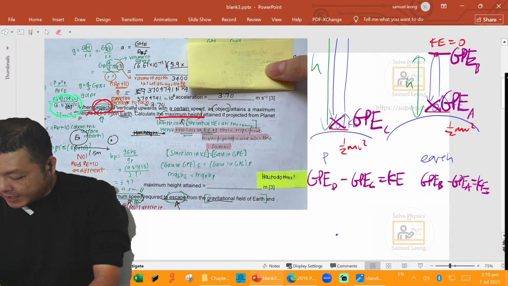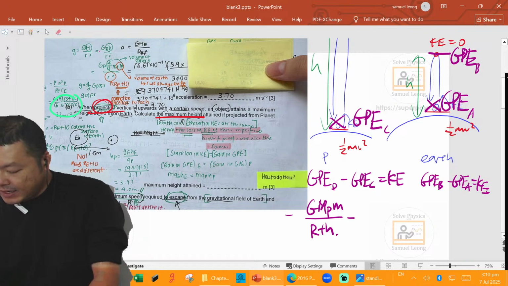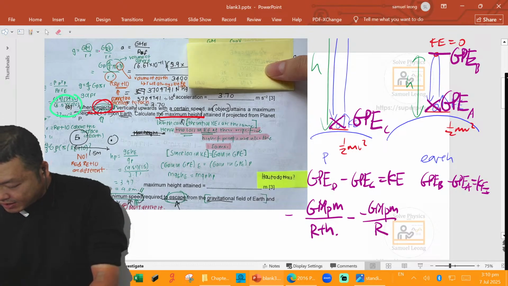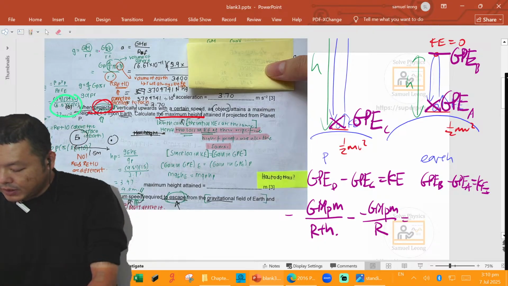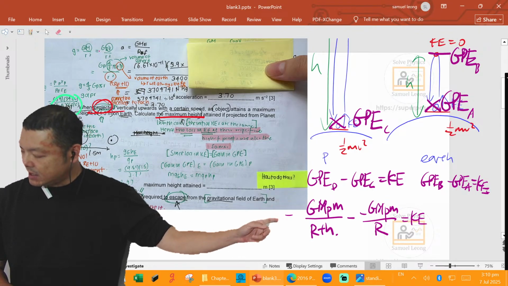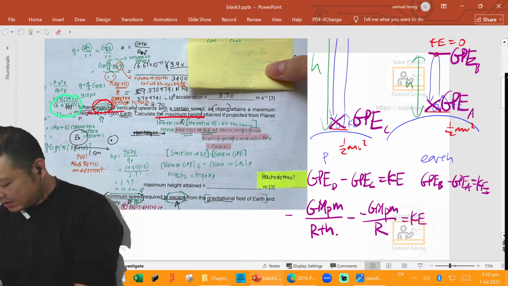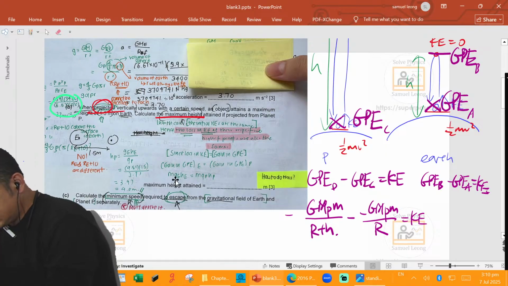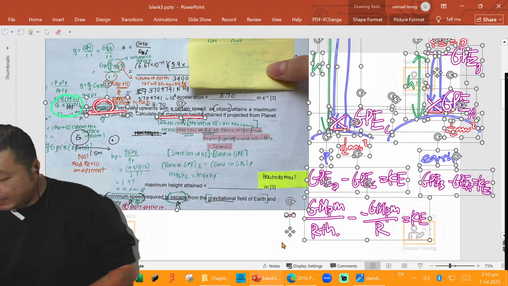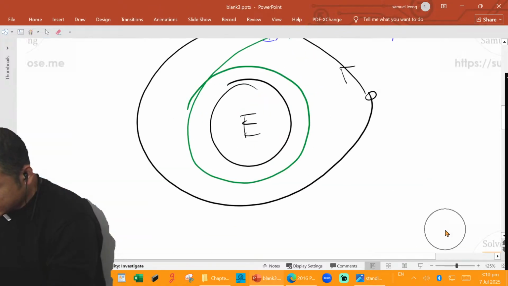Once you expand it, it will be negative G M_P m over R plus h, minus negative G M_P m over R, equals KE. Do you know why I put R plus h? Yeah, that's right, okay, good. Everything must always be calculated towards the center of the planet. Okay, and then, hang on, let me just try to find some more space here. Oh gosh, hang on.